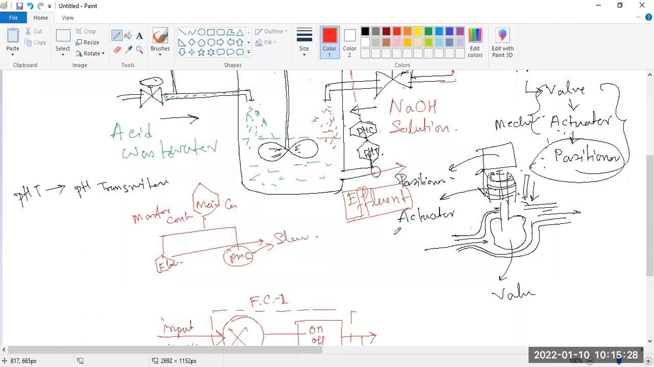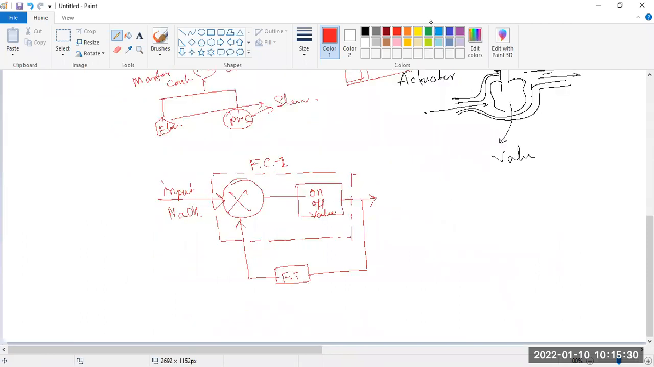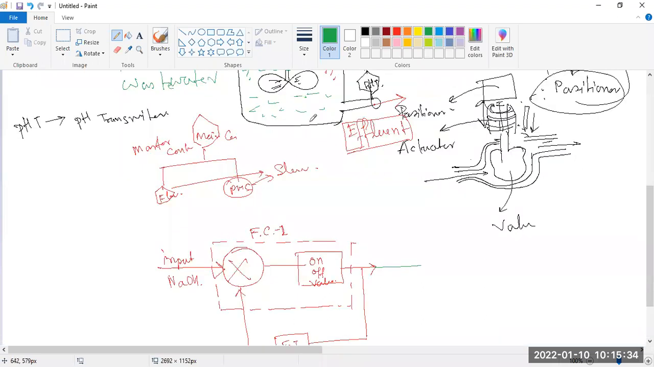Then this output is again taken, and it is controlled over there.